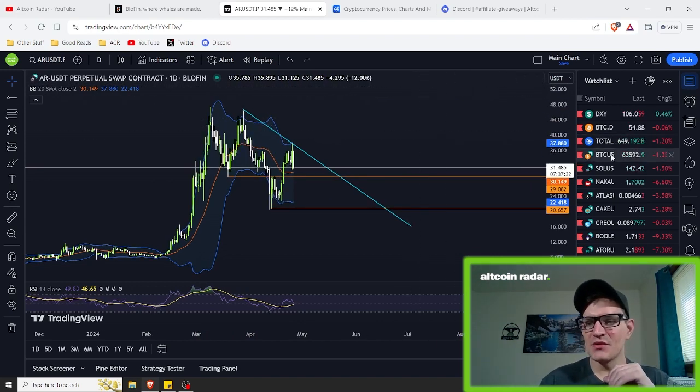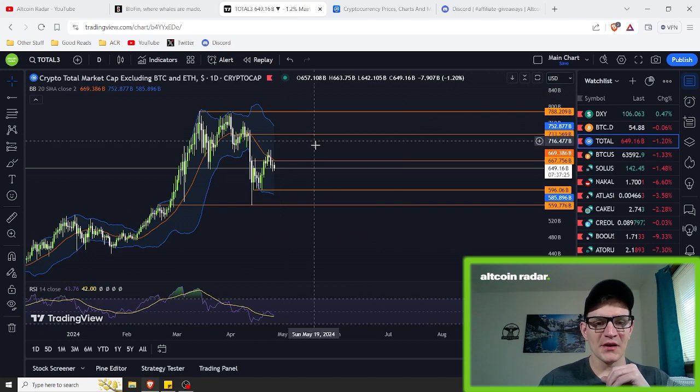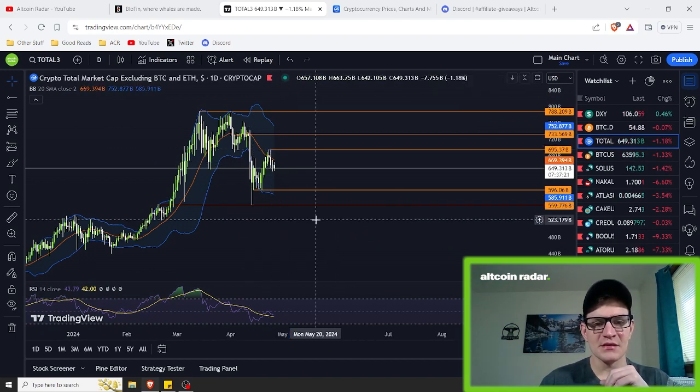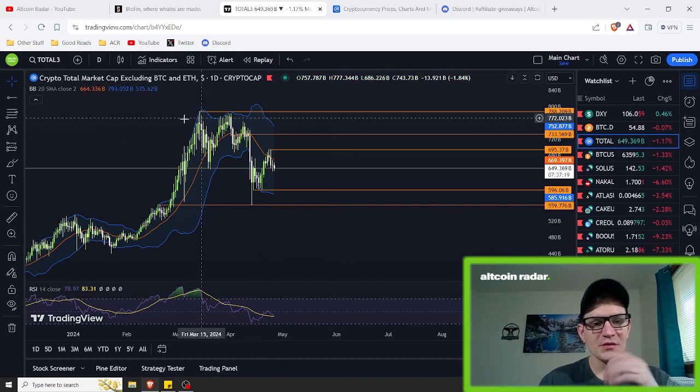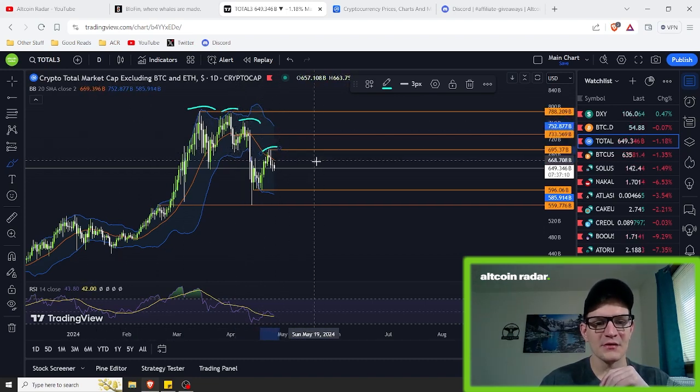So let's go ahead and take a look at the overall market cap of the altcoin market, all right? So this is the overall market cap of the altcoin market, and as you guys can clearly see, we're trending lower here. So we had a high here, we had a high here, we had a lower high here, and we had another lower high here, all right?